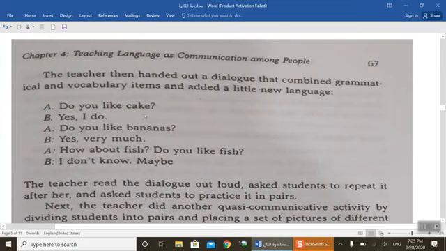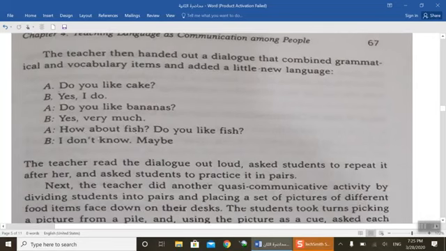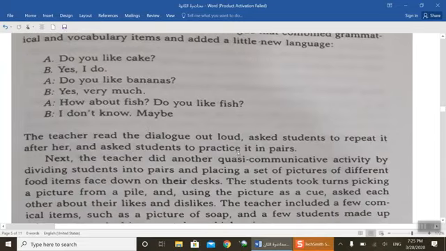The teacher then handed out a dialogue that combined grammatical and vocabulary items and added a little new language. "Do you like cake?" "Yes, I do." "Do you like bananas?" "Yes, very much." "How about fish?" See here, he adds, or she adds. "Do you like fish?" "I don't know, maybe."